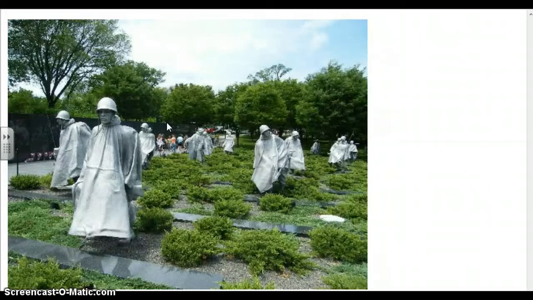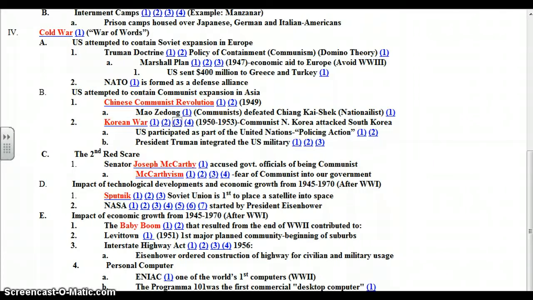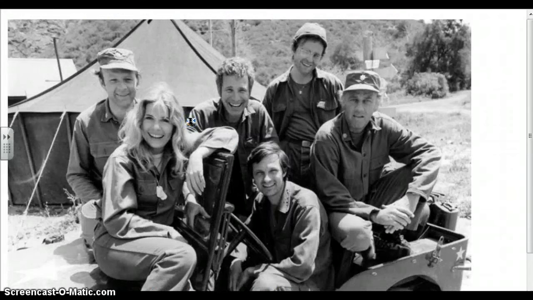This is the Korean War Memorial in Washington, D.C. This is where the war ended, at the 38th parallel in Korea. And some of you who are watching this may be familiar with a TV show that was on for a long time known as MASH. And here are some of the characters that played in that TV show. That TV show was centered around the Korean War.